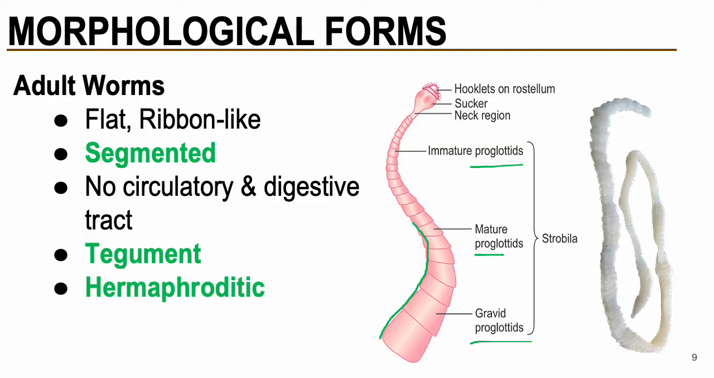And lastly, although this group of parasites possess or do not possess sophisticated systems such as digestive and circulatory, they usually have a complete reproductive system and are considered to be hermaphroditic. So that means one single worm is both male and female. That means they contain both the reproductive organs, ovaries and testes.